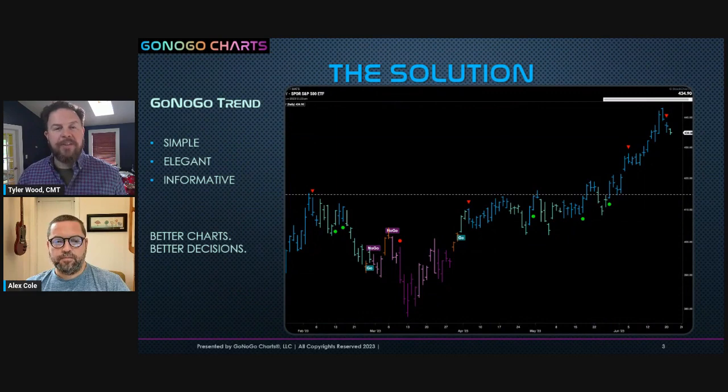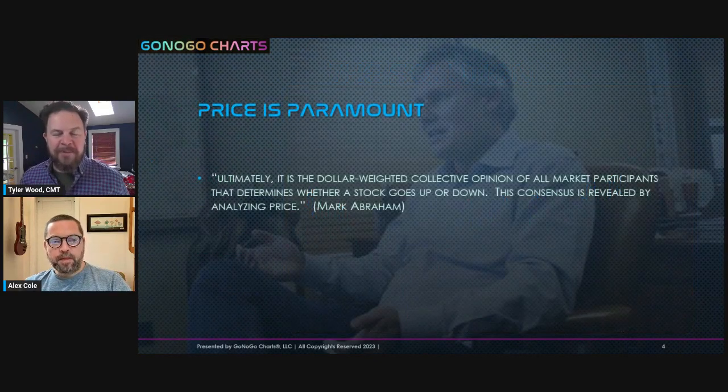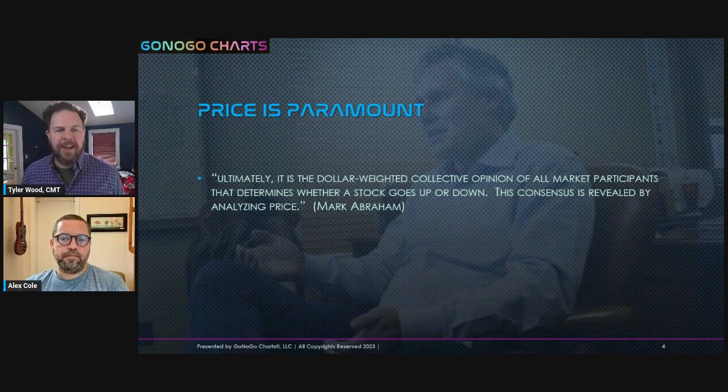Now, of course, we know that keeping our focus on price is critically important for understanding those key areas of support and resistance. We talked about the concept of polarity last time, and we're going to touch on that again today. But this doesn't just come from Alex and I. Famed trend-following investor Mark Abraham says that ultimately it's the dollar-weighted collective opinion of all market participants that determines whether a stock moves up or down. And that consensus is revealed by analyzing price.